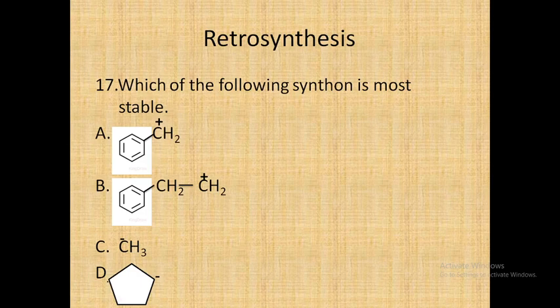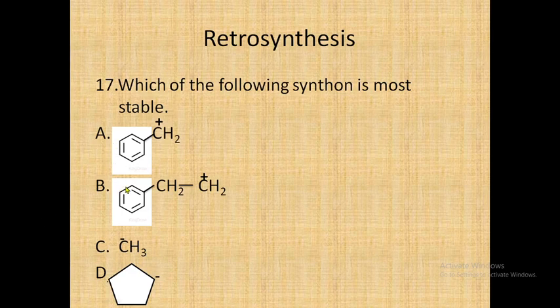Then second is PhCH2CH2+. Then third is the methyl carbocation, carbanion, and D is the cyclopentyl carbanion. So generally when a negative charge is present on the carbon, it will be unstable, because it's a primary carbanion, it's a secondary carbon, these are generally unstable. They require some counterpart to stabilize. So the answer will be between A and B.